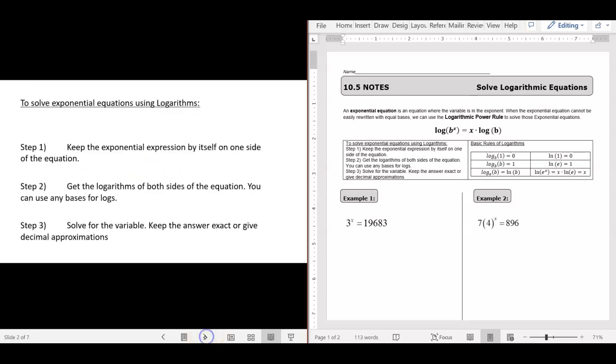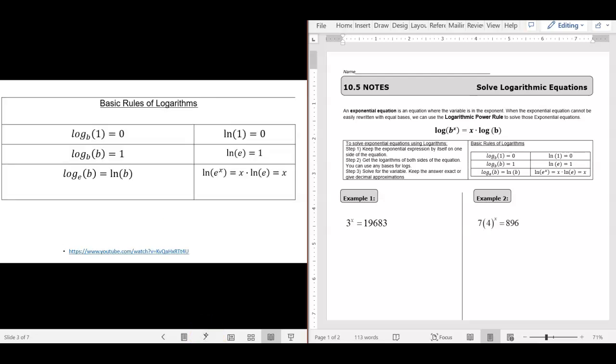Okay, so here's our steps. Step 1, keep the exponential expression by itself on one side of the equation. Step 2, take the logarithms of both sides of the equation. You can use any base for the logs. And then step 3, solve for the variable. Keep the answer exact or give decimal approximations.